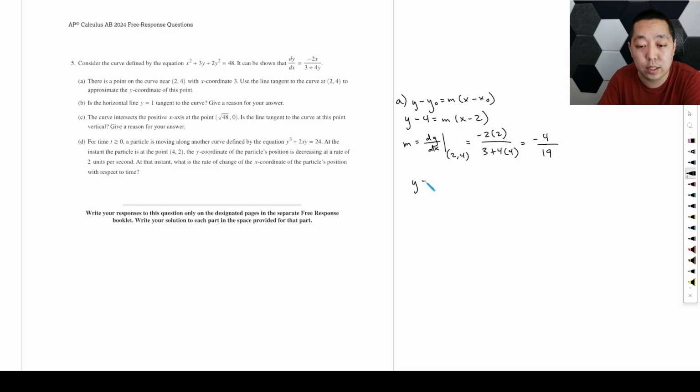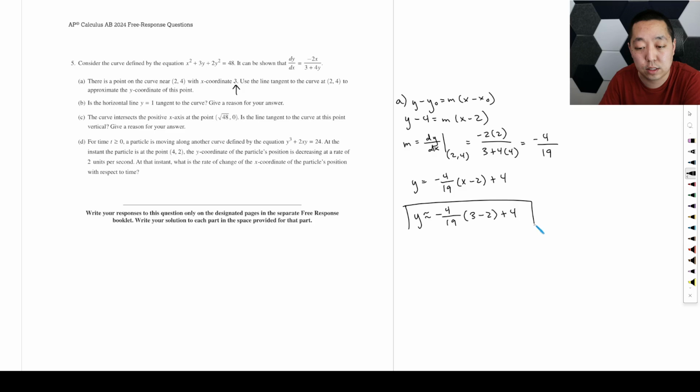So y, and then I'm going to move the plus 4 over. So it's negative 4 over 19 times (x minus 2), plus 4. And so that is our equation of the tangent line, and we want to approximate the y coordinate. So the x coordinate is 3, so we're going to plug in x equals 3. So then y is approximately equal to negative 4 over 19 times (3 minus 2), plus 4.